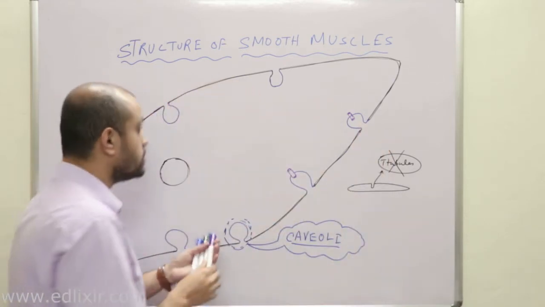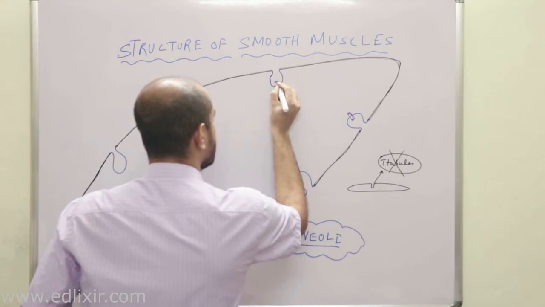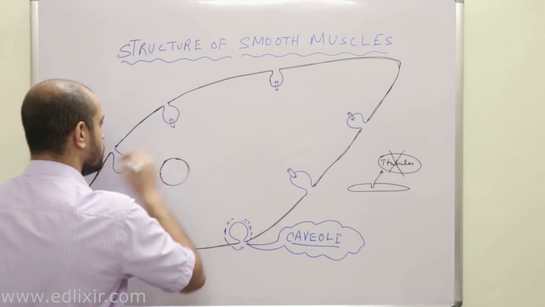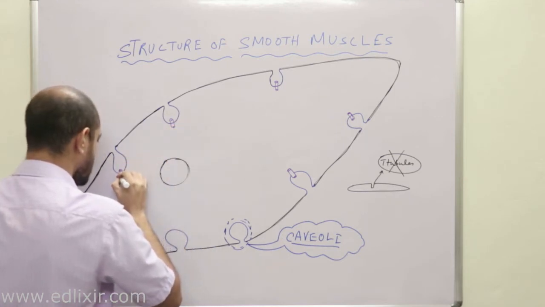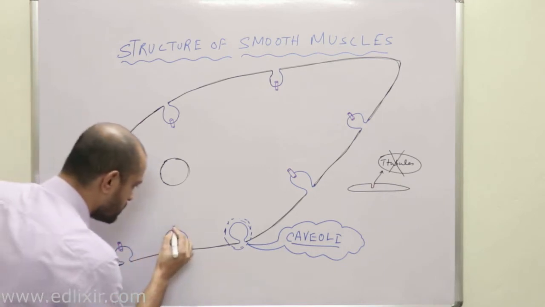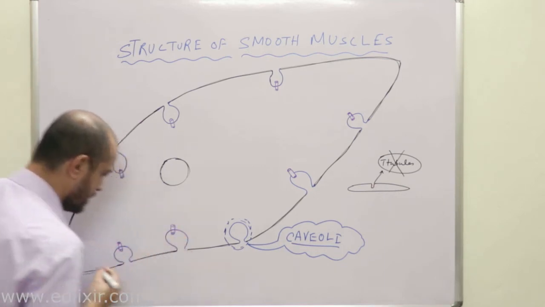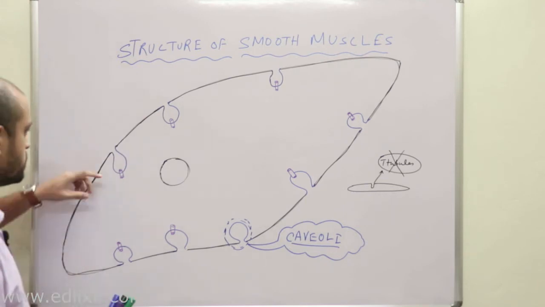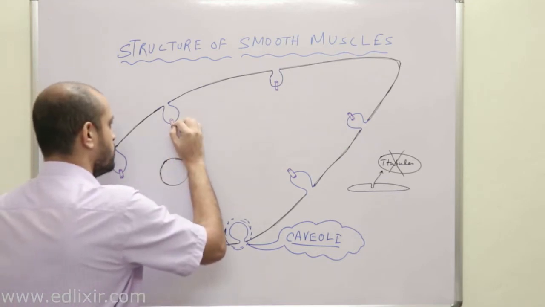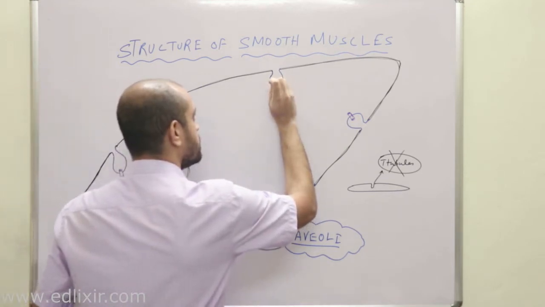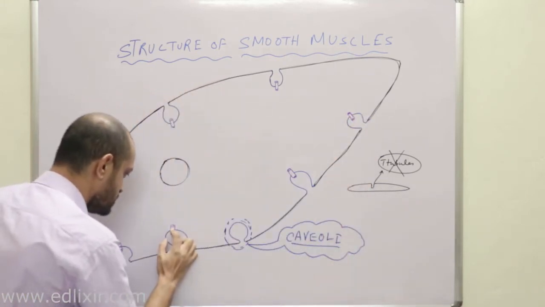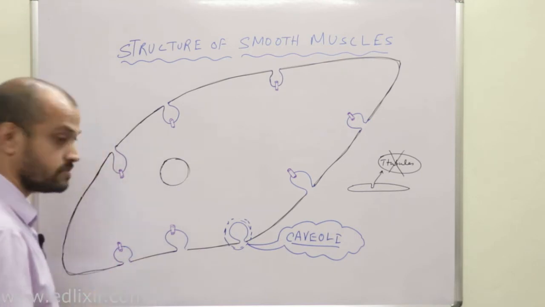These caveoli have specialized voltage gated calcium channels in them. Not voltage gated sodium channels, but voltage gated calcium channels. We will talk about the role of these calcium channels when we talk about contraction. For the time being, you must believe that I am educated and I have a little more activation in the cerebral cortex than you people, therefore you must believe my words.